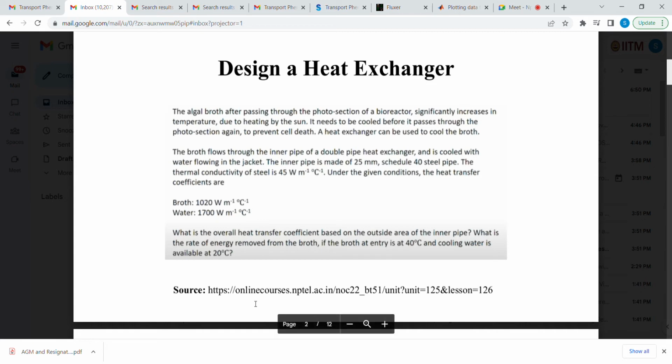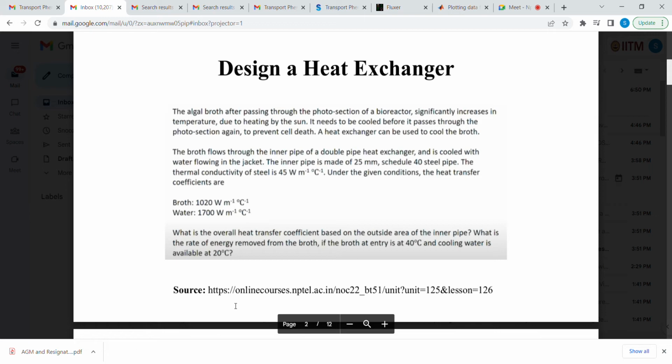What is the overall heat transfer coefficient based on the outside area of the inner pipe? So basically, what they are asking is, inside the pipe where the algal broth flows, what is the overall heat transfer coefficient based on the outside area, that is the outside wall area of the inner pipe. What is the rate of energy removed from the broth? The broth at entry is 40 degrees Celsius and cooling water is available at 20 degrees Celsius.